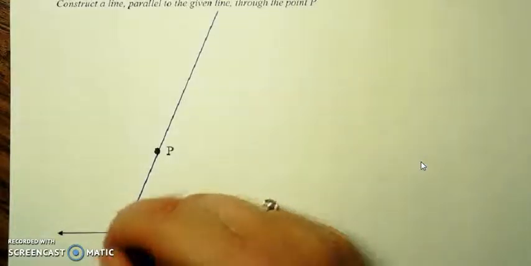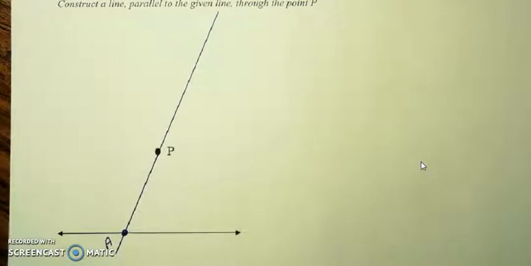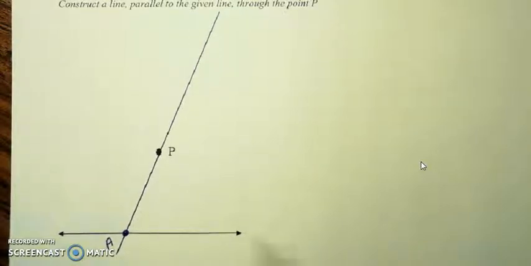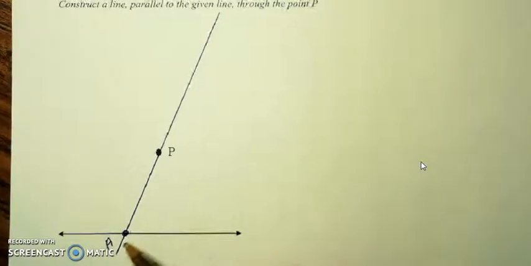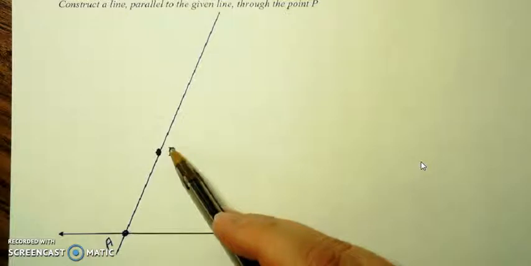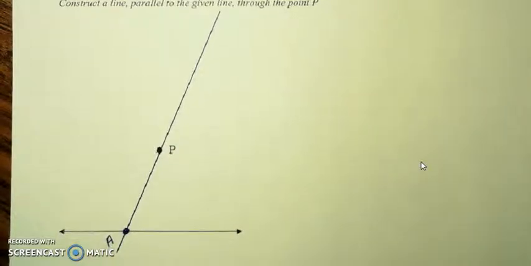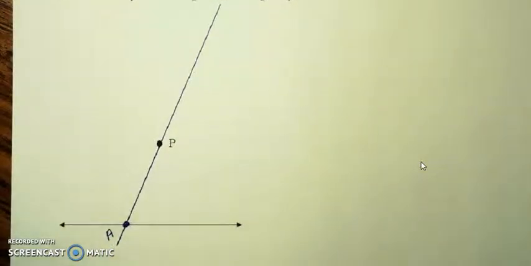I'm just going to label that A so I can use that as a reference. And we are going to copy the angle I have created here. Now, A is going to be the vertex of the angle here, and then P is going to be the vertex of the angle we're going to copy. We have done this earlier in the year, so I hope this part is review.